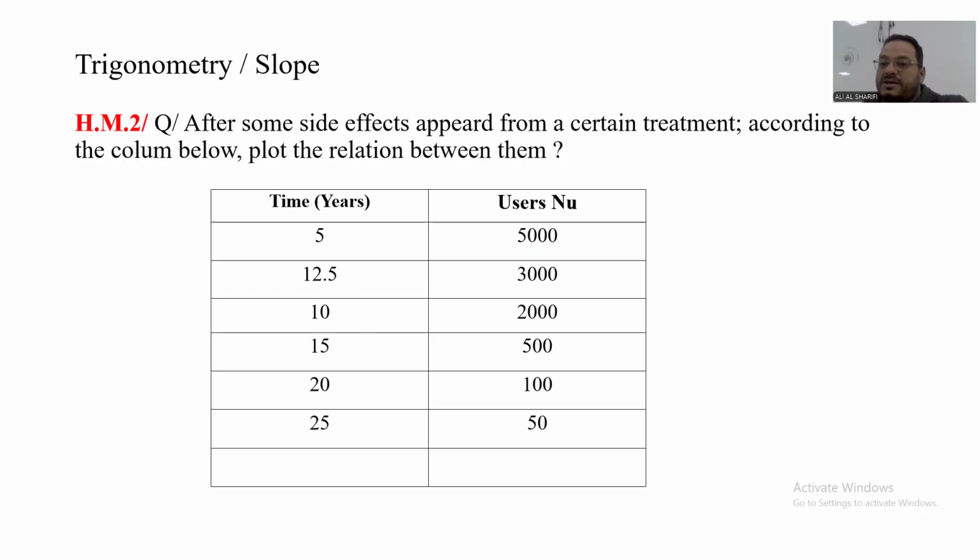Let's talk about the other, the exponential relation homework. After some side effects appear from a certain treatment, according to the table below, plot the relation between them. Here I have time with years as the unit: 5, 10, 15, and it goes like that. The years, the time, is increasing, but the users' number is decreasing. Here I have 15, 5,000, 3,000, going to the last one, which is 50.